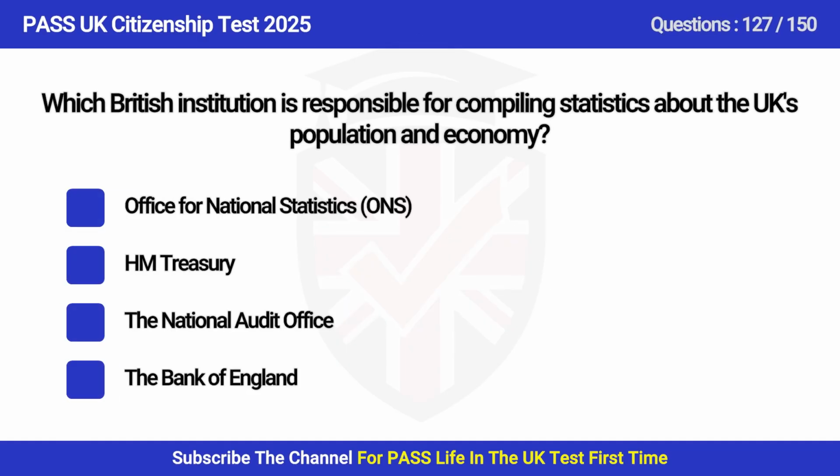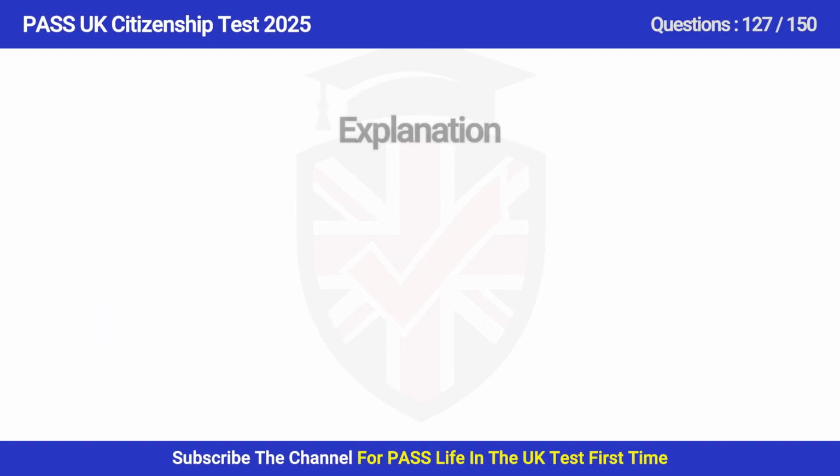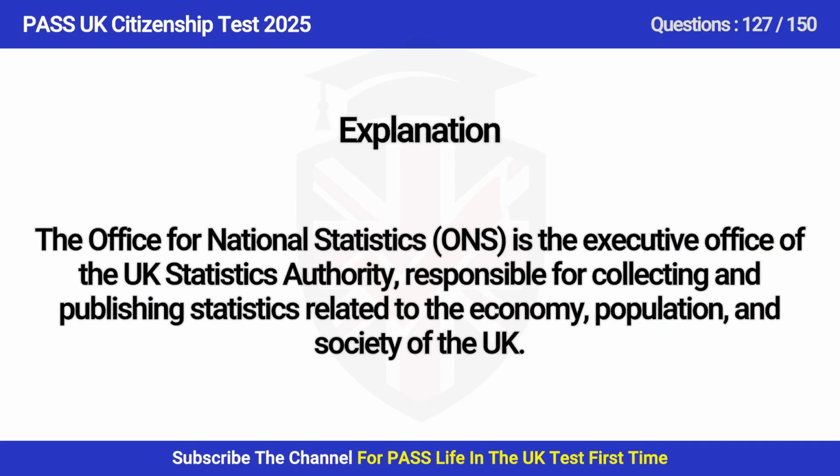Question 127. Which British institution is responsible for compiling statistics about the population and economy? A. Office for National Statistics, B. Home Treasury, C. The National Audit Office, D. The Bank of England. Answer is A. Office for National Statistics. The Office for National Statistics is the executive office of the Statistics Authority, responsible for collecting and publishing statistics related to the economy, population, and society of the UK.